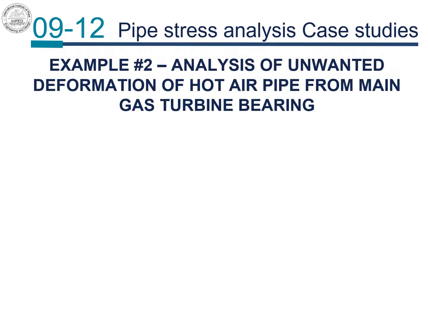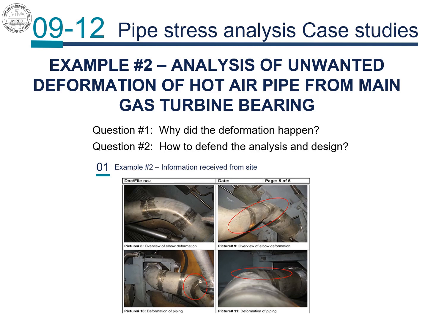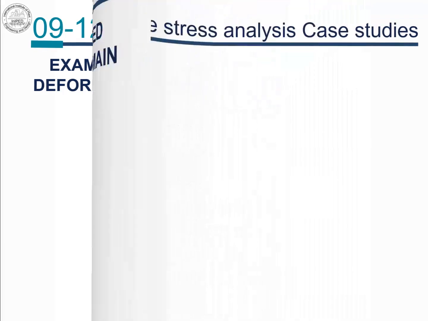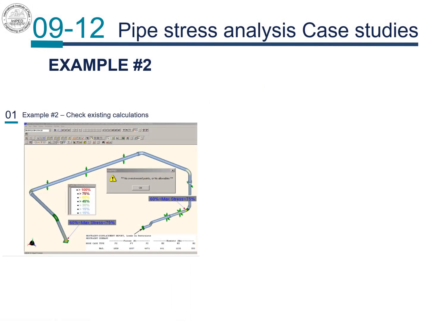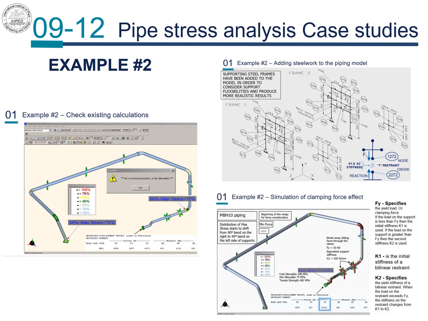Example number 2. Analysis of unwanted deformation of hot air pipe from main gas turbine bearing. Question number 1: why did the deformation happen? And question number 2: how to defend the analysis and design. Checking the existing calculation. Adding the model of steelwork to the piping model. Simulation of clamping force effect.